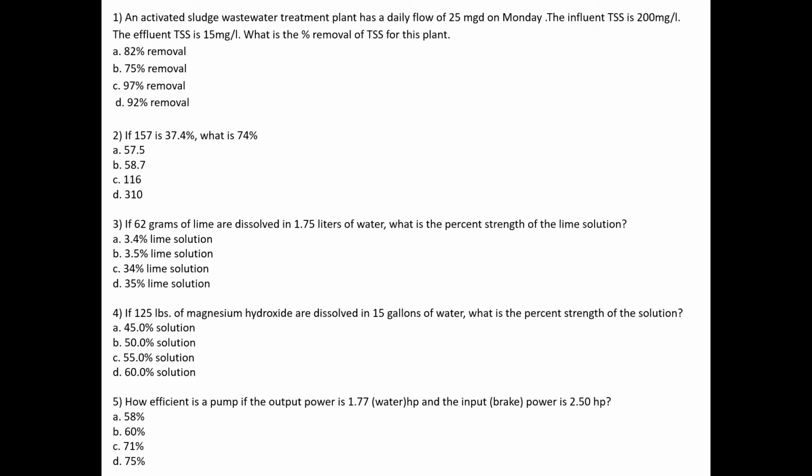What this question is asking: how efficient is a pump if the output power is 1.77, the water horsepower, and the input, or brake horsepower, is 2.5 horsepower? The answers are in percentage, so you're asking for a comparison between one and the other. You're going to take the lower number and find out how close it is to the higher number. So you're going to use division, and then multiply that by 100.